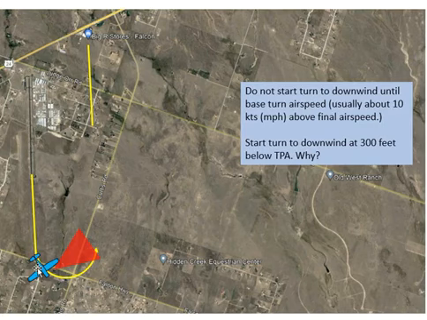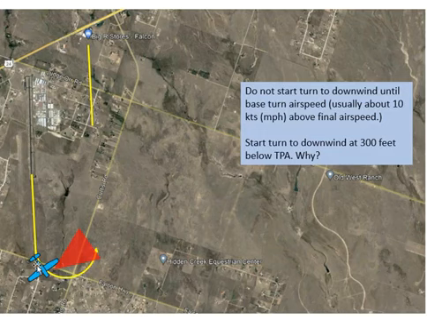Now we're going to accelerate, continue our climb, and then start our turn to crosswind. Now, when do we start our turn to crosswind? Well, our aeronautical information manual says we start our turn to crosswind when we're 300 feet below the traffic pattern altitude.